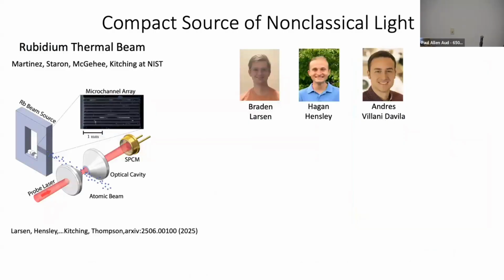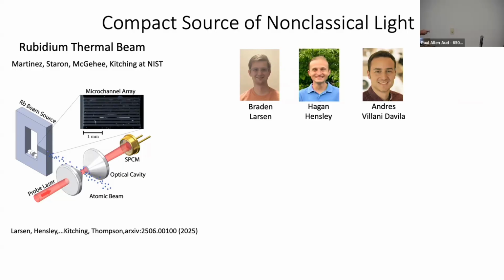The first topic I want to tell you about is this compact source of non-classical light. What we're taking advantage of is a rubidium thermal beam source that was developed in John Kitching's group at NIST up the road. The idea is that you have a silicon device with some glass on it, and you can etch into it these 100 micron channels that create a very collimated beam of rubidium atoms.